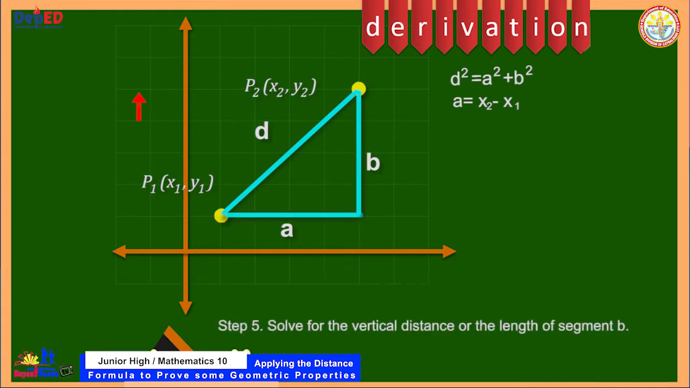Step 5. Solve for the vertical distance, or the length of segment b. Similarly, since the two lines are parallel to the x-axis, everything that falls on this line is equal to y sub 1, while everything that falls on this line is equal to y sub 2. Therefore, to get the length of segment b, we need to subtract y sub 1 from y sub 2. Thus, b is equal to y sub 2 minus y sub 1.